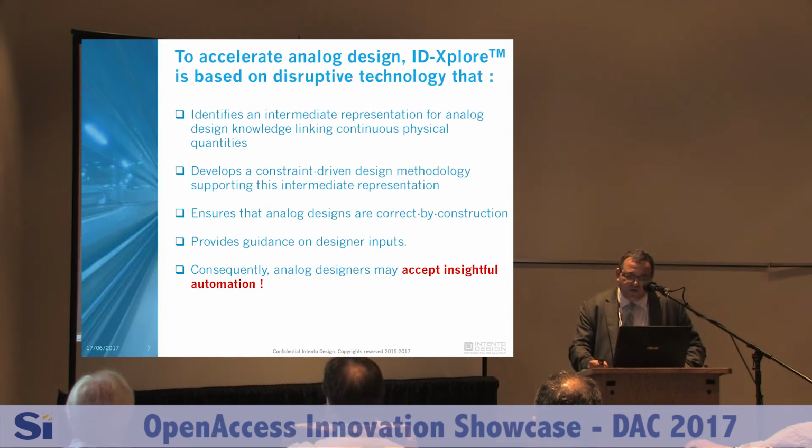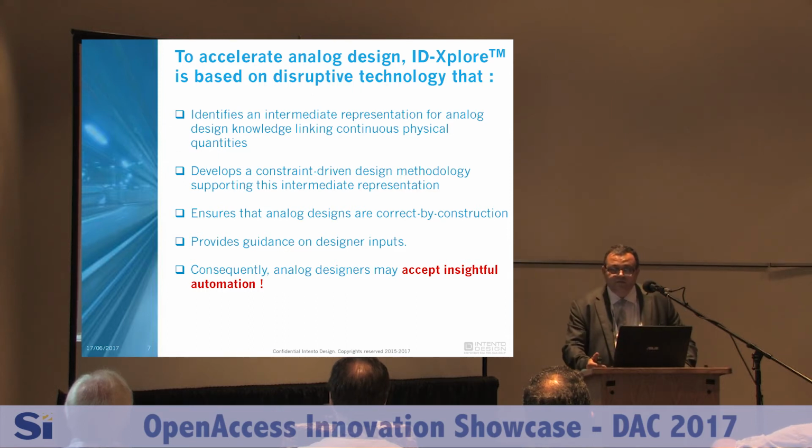In Intento technology, we have identified an intermediate representation that can represent very fairly the knowledge of analog design, exactly the same way like control flow graph and data flow graph in digital. And we have supported this intermediate representation with the constraint-driven design methodology. As a consequence, we can prove that the design is correct by construction. And moreover, we can give guidance to the designer if the hypotheses he has set are really correct or not, or some hypotheses are conflicting, or some parameters are missing. And I will show an example on this one. So the hope is that analog designers can really accept an insightful automation. It's not a blind automation.